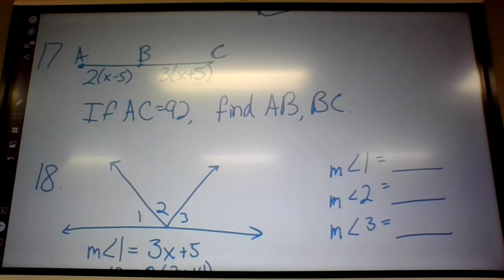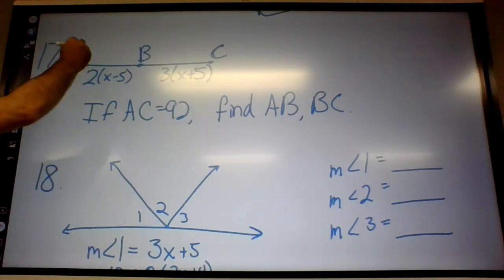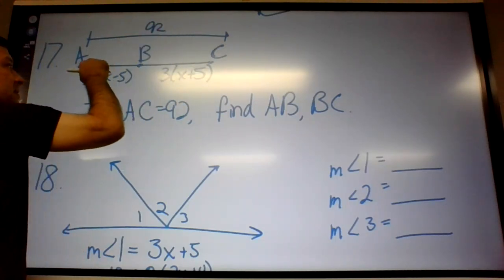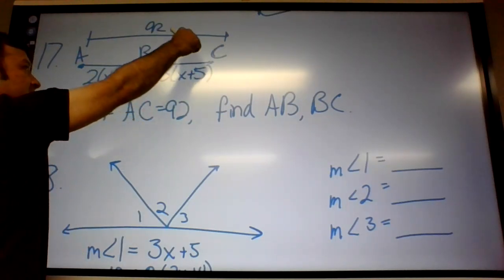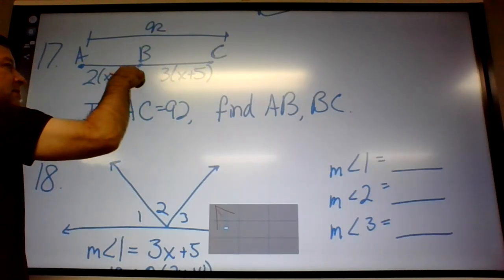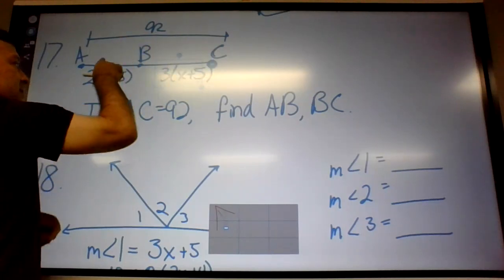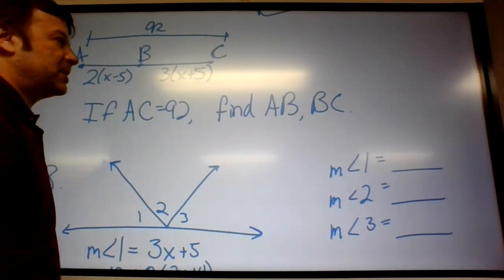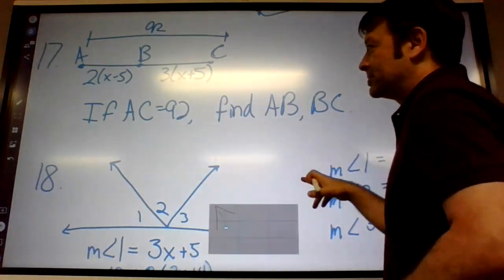2x minus 5 plus 3x plus 5 equals 92. Yeah. If the whole thing is 92 from here to here, then this plus this equals that. This little thing plus this little thing equals all of it. So this plus this equals that. You gotta do some algebra. You guys have been missing algebra.